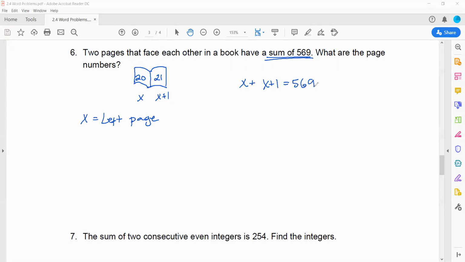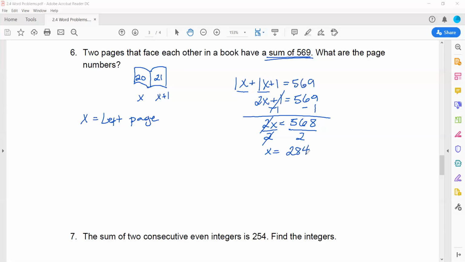Now if we simplify, 1x plus 1x equals 2x, plus 1 equals 569. Subtract 1, so we get 2x equals 568. Then divide both sides by 2. Half of 568: half of 500 is 250, half of 60 is 30, so that's 280, and half of 8 is 4, so 284.